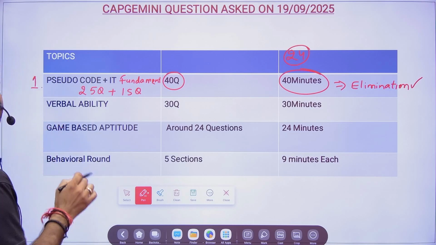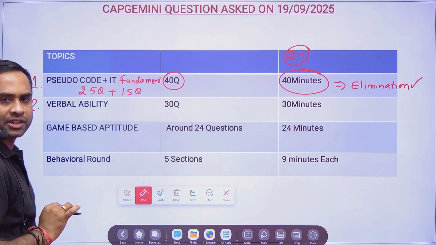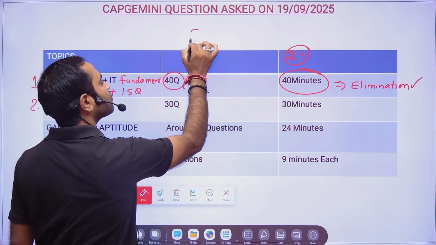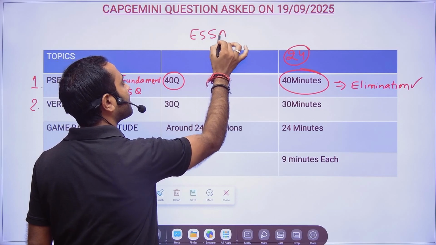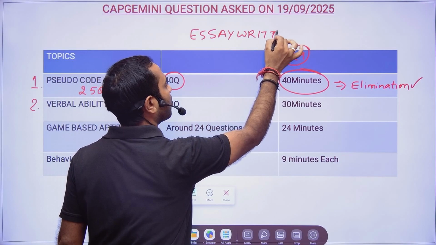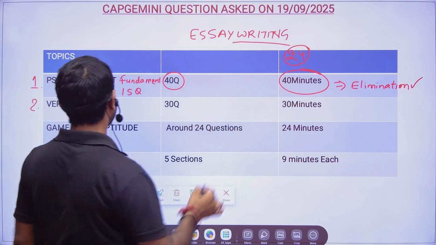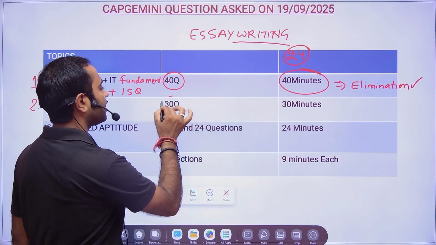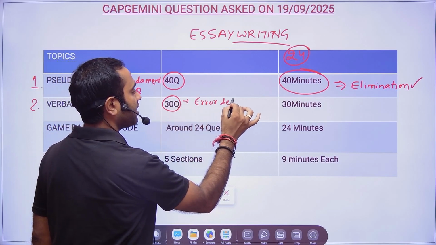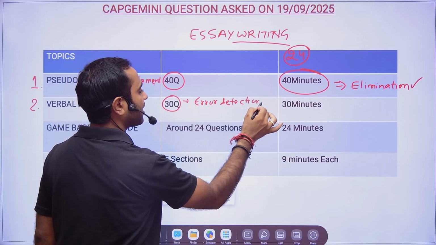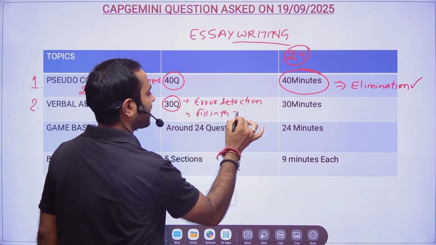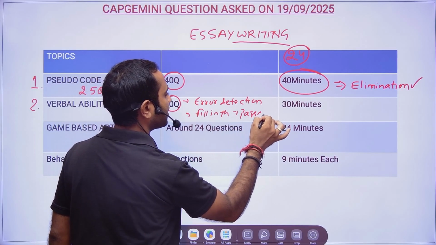Then the second round, which was the big change in today's exam, was verbal ability. There was no essay writing. We were making videos on essay writing, but now the essay writing itself is not there. Instead of that, there were 30 verbal ability questions. In those 30 questions, we have error detection, fill in the blanks, and passage comprehension. All those things were there.